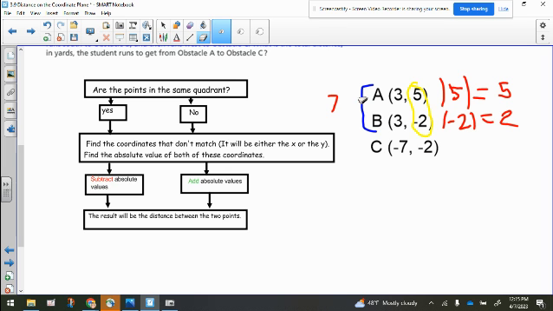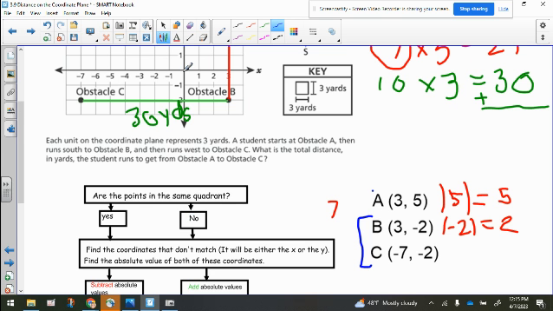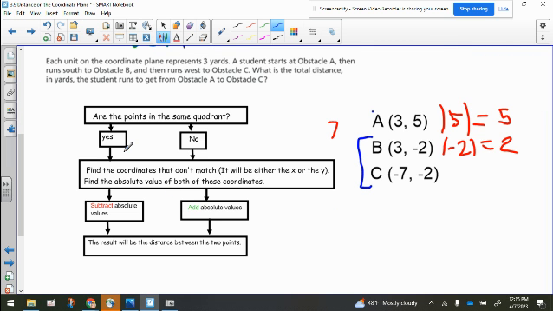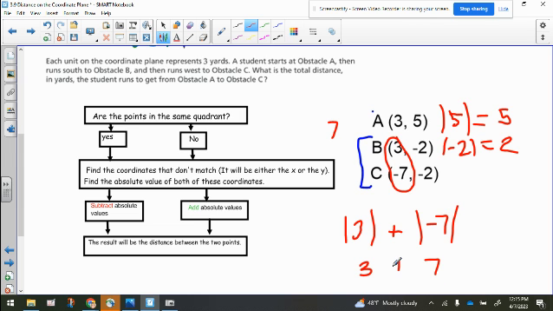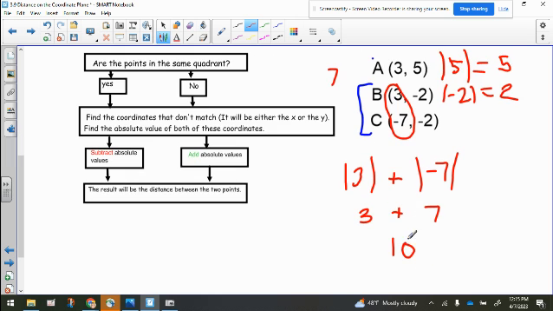Now, what about between B and C? So let's look at that. Let me erase this so we don't get confused. If we were to use these rules to calculate the distance between points B and C, again, we would say to ourselves, they're not in the same quadrant. So when they're not in the same quadrant, we first find the ordered pairs that are the same. These are the two that differ from each other. And we would add the absolute values of that. The absolute value of a 3 would be 3. And the absolute value of a -7 would be 7. And if we add 3 plus 7, we get 10.